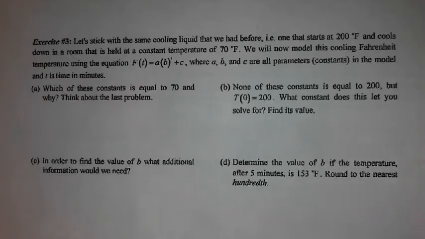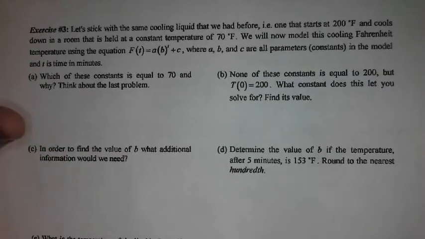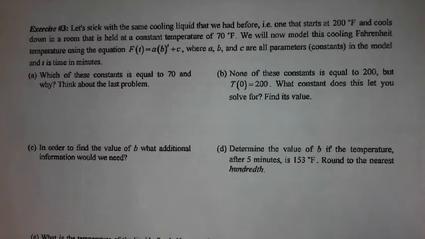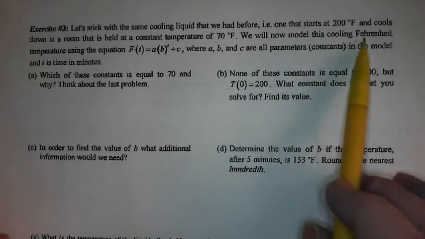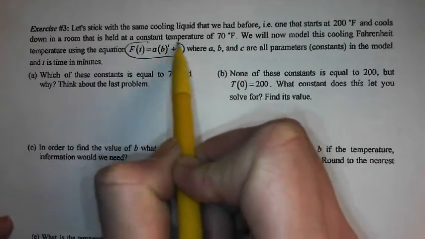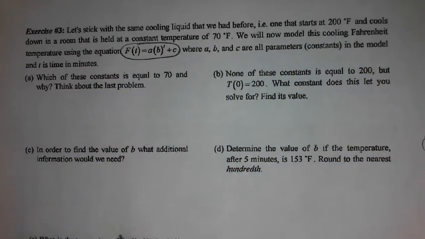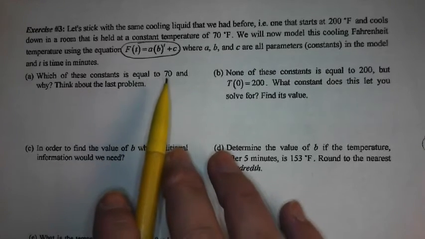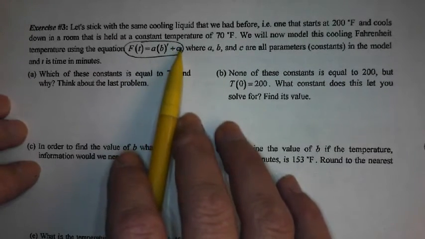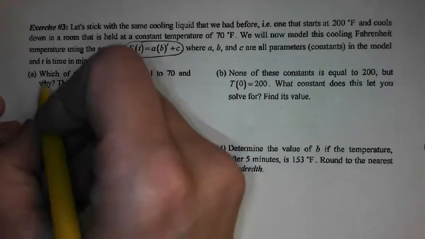Okay, so calculator use is obviously important, so we want to iron out those wrinkles now, not on our corrections on a test or quiz. So go to exercise 3 on the back, which is going to touch upon that whole cup of hot chocolate cooling down piece. We're now going to model this cooling temperature using this equation, which we'd already begun to do, where A, B, and C are all parameters in the model. Which of these constants is 70? And we said C. So C is 70.